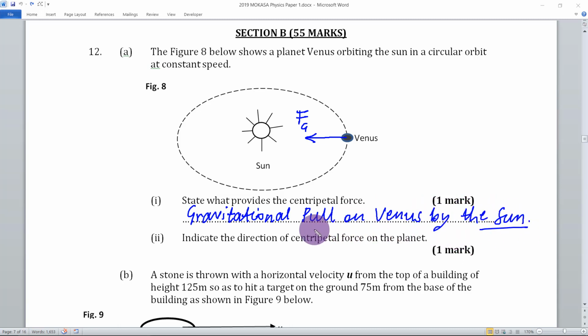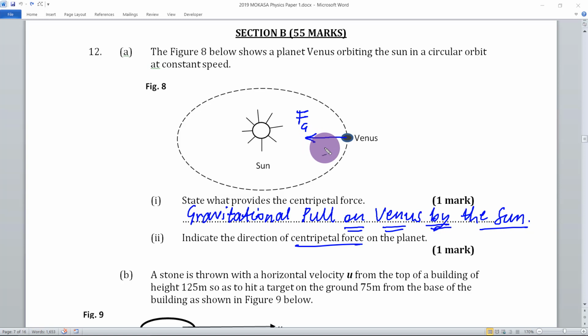Notice here that I give you a very complete answer. I'm talking about a force applied on an object by another object. It's very important for us to give our answers as complete as possible. And of course, I've indicated the direction of this centripetal force. The direction of the centripetal force is always towards the center of the circular path.